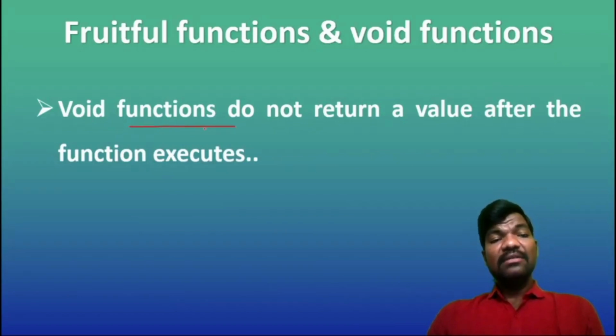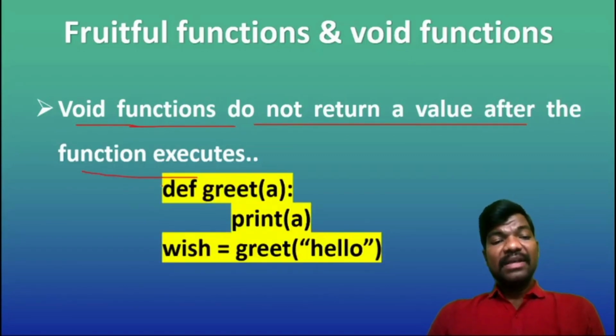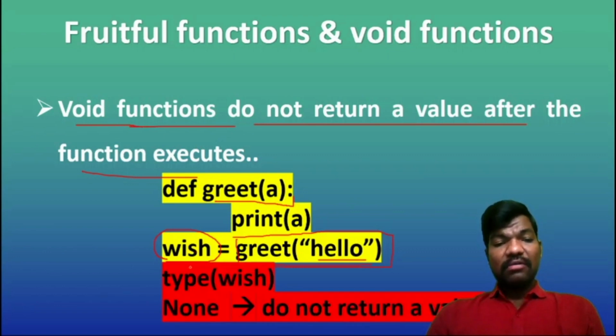Now coming to the second one, void functions. Void functions means they do not return a value after the function executes. Here greet is a function, and you are printing a. wish equal to greet of hello. Here we call the function with the argument hello, and the result is assigned to wish. When you find the type of wish, it returns a None value. Let's get into the Jupyter Notebook.